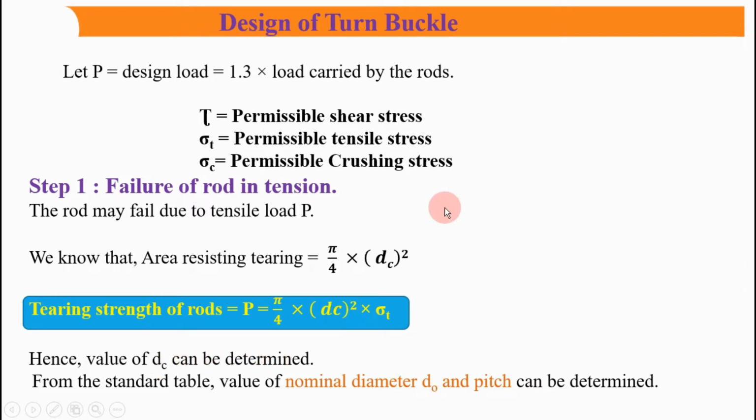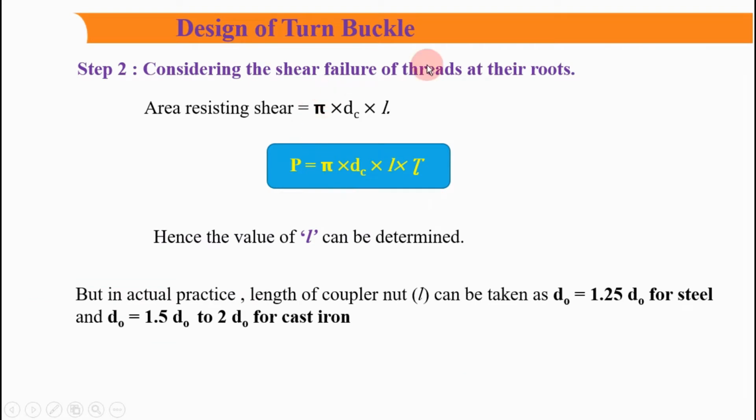The next step is considering the shear failure of threads at their roots. For that we need to equate this relation, pi into DC into L into tau, with the design load P. By this relation we can easily find the length of the coupler nut L. This length of the coupler nut is taken as 1.25 DO for steel, and 1.5 times DO to 2 times DO for cast iron.